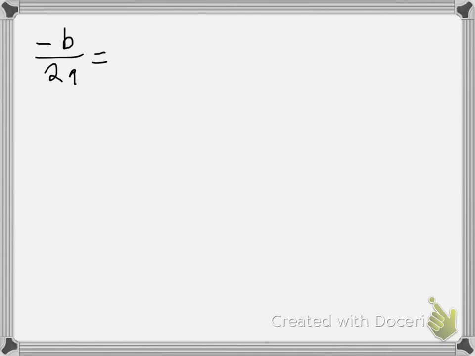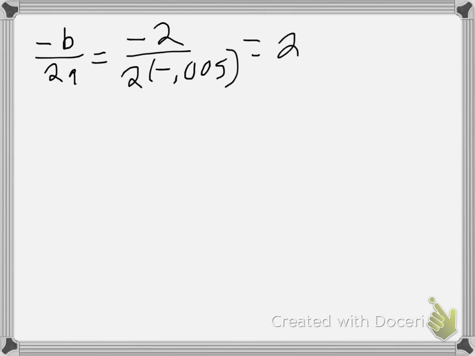Okay, so I have negative 2 divided by 2 times negative 0.005. Well, the negatives are going to cancel out, this is going to end up being 0.01. What's 2 divided by 0.01? Well, that's 200. Okay? That's the x value of the vertex. That's the second part of that. How far from the release does it occur? Now the max height would be f of 200.